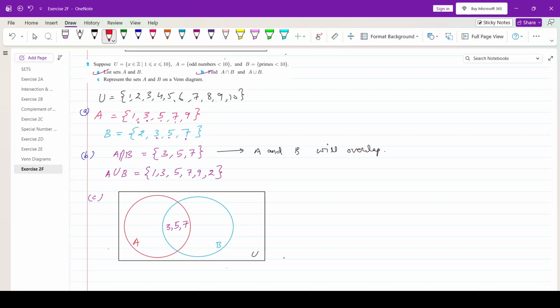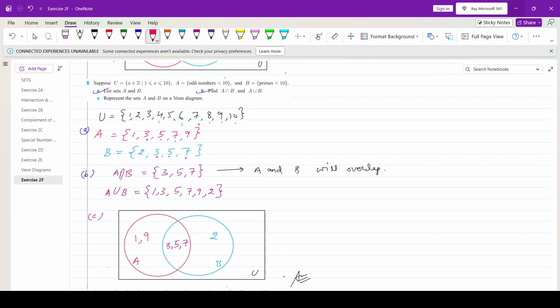We also know A has 5 elements, out of which 3 we have already written inside A. The remaining are 1 and 9. So we'll write 1 and 9 inside A but outside this common part. Therefore 1 and 9 will come over here. Similarly, set B has 4 elements, out of which 3 we have already written. The remaining one, that is 2, we'll write inside B but outside this common part. That is going to be here.